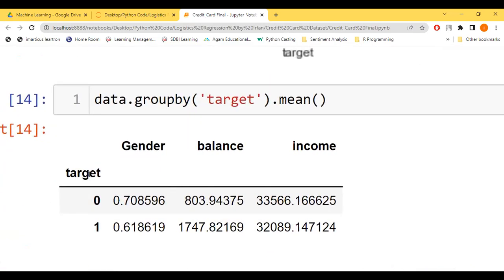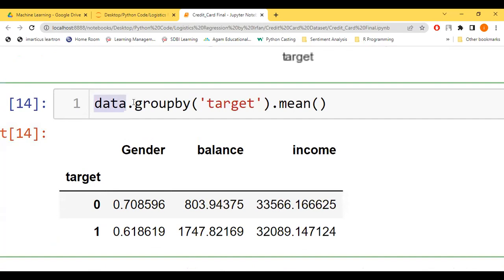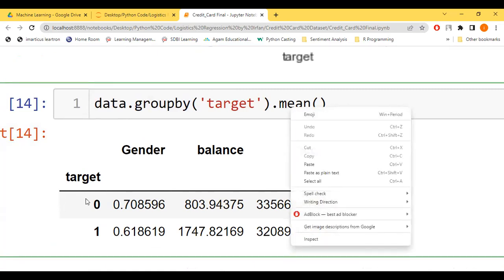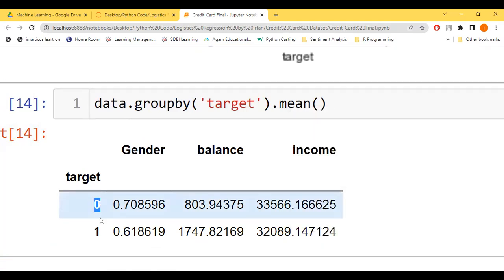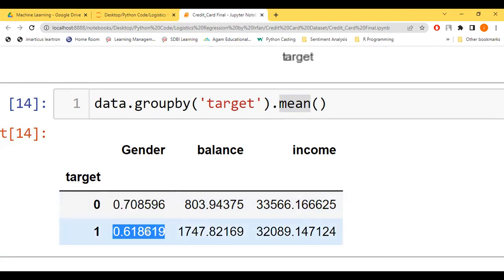Now, for data, I want to do a group by on the column target. I want to compute the mean. For target, 0 means good, 1 means bad. I compute the average of gender. Possible, guys? Can we read this number? Can we compute the mean of gender? Here we converted it into a category, that's why it is giving an answer. So you cannot read it; in nature it is a category. It should not be considered.